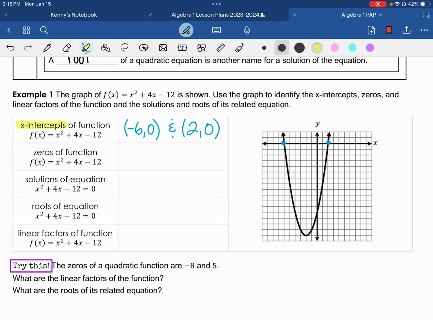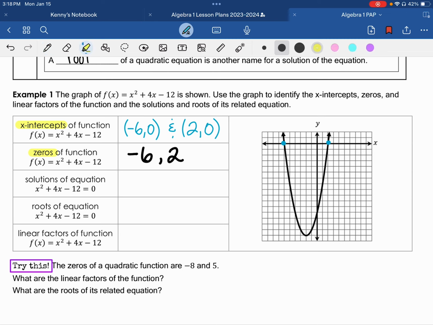Now we're going to come in and we're going to change it to the zeros. Well, remember, we've already talked about this. The zeros are the x values of our x-intercepts, so -6 and +2. You could put an and symbol, or you could simply separate them. Separate them by a comma.